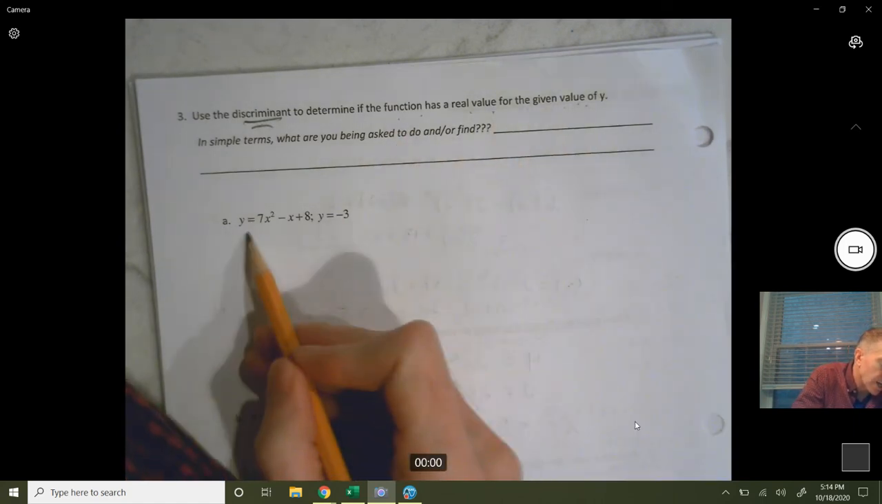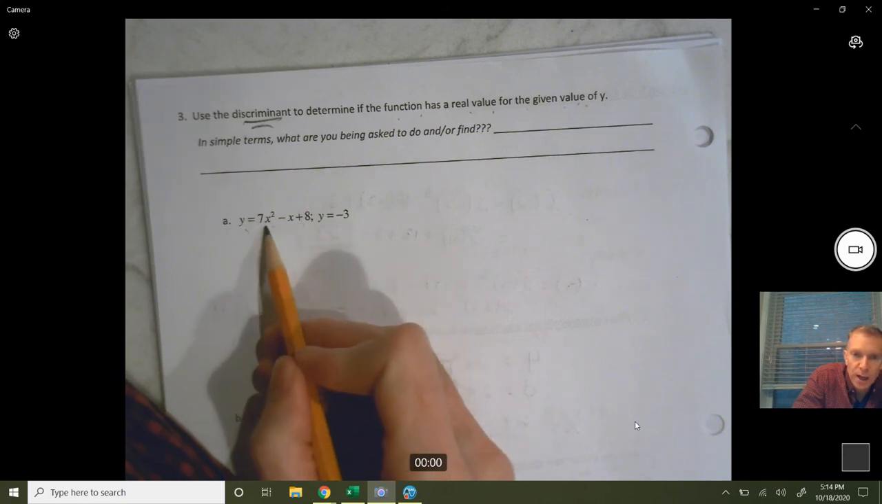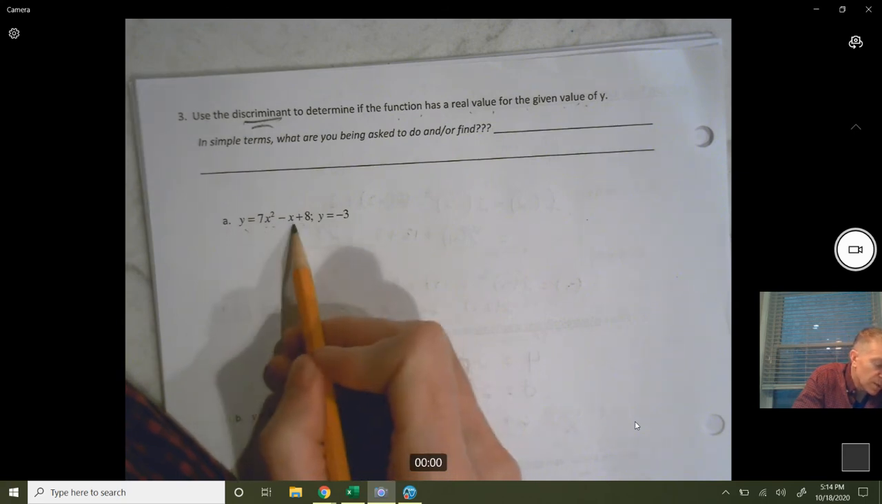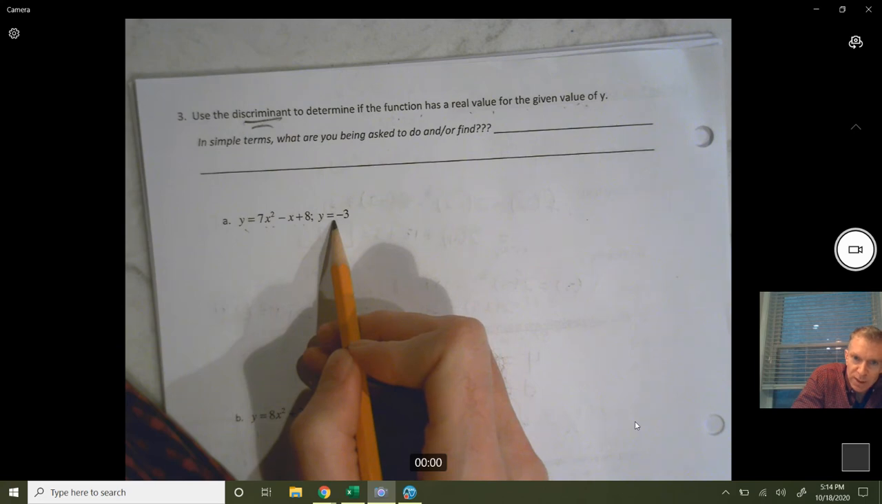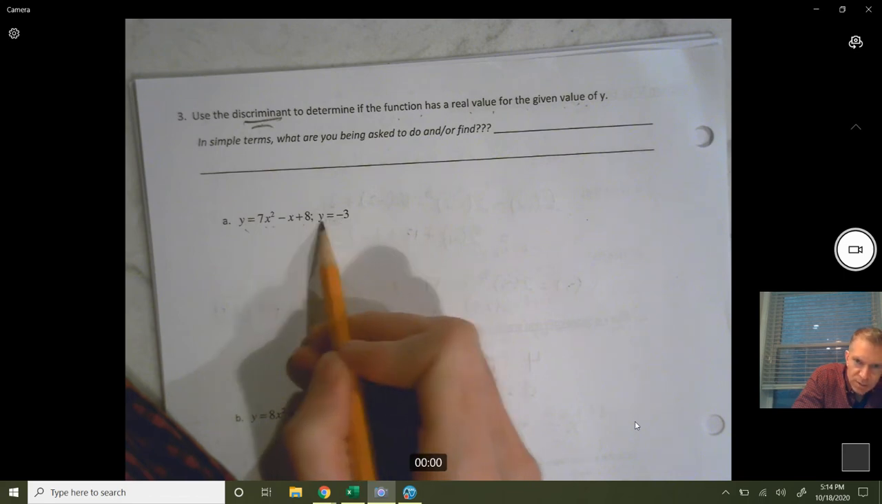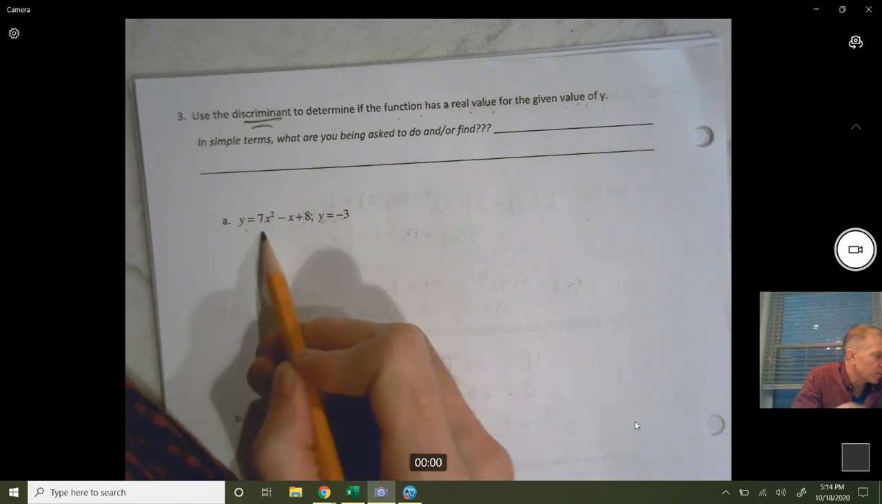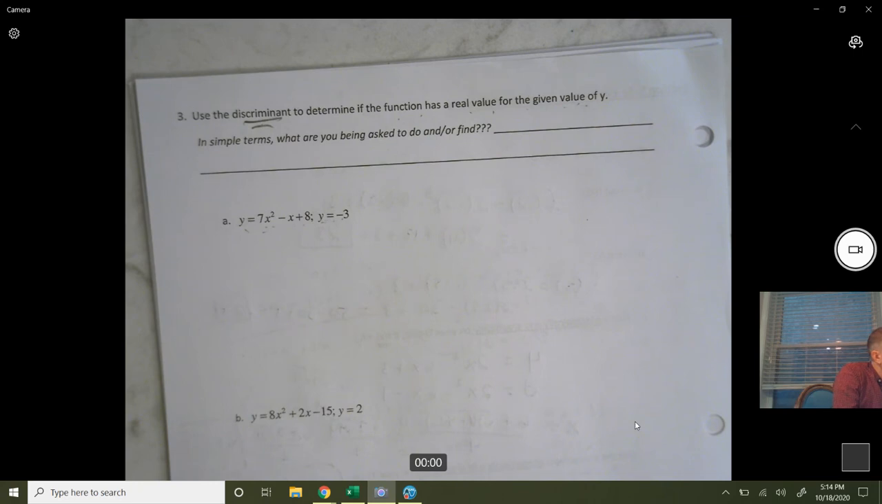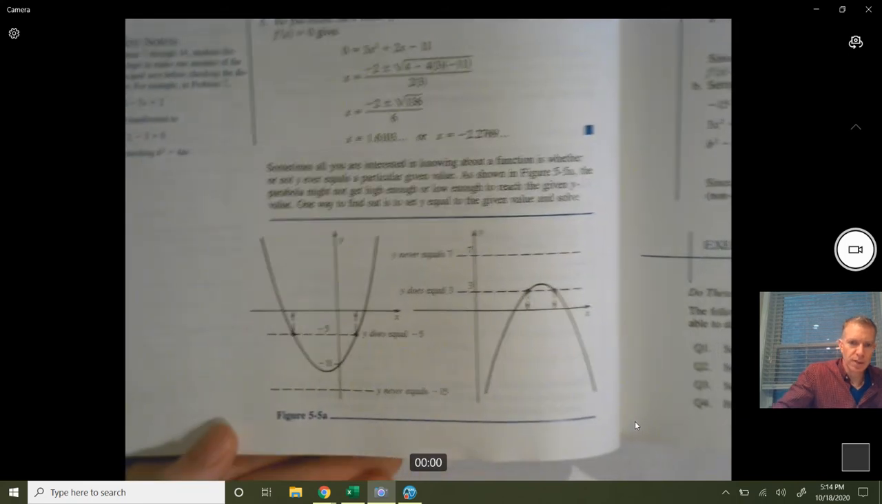For instance, y equals this function. That's a parabola opening up. So does this parabola ever cross the line y equals -3? Okay, so basically what we're asking, does this line, this is a horizontal line, cross through our parabola? There's a couple pictures of this in the book. If you look at page 196, these two graphs right here.